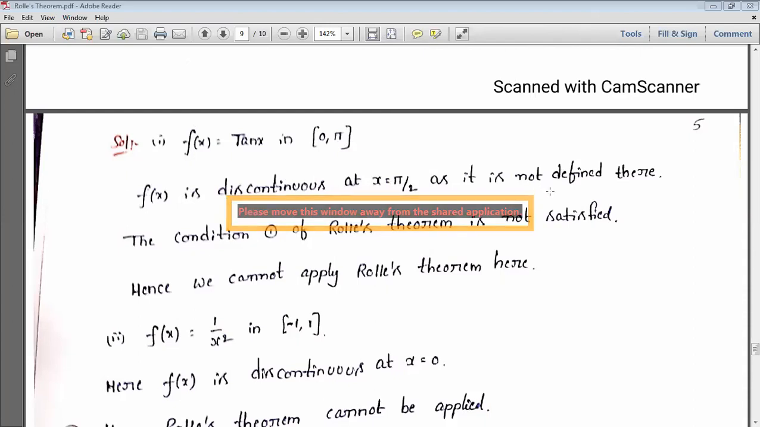It means that it is not defined there, the condition of Rolle's theorem is not satisfied, hence we can't apply Rolle's theorem here. Okay, so clear about this one. So you need to check each and every point. Here the interval is 0 comma pi, so 0 to 180 degrees. At 90 degrees this tan function goes to infinity, so the function is not continuous in this interval.